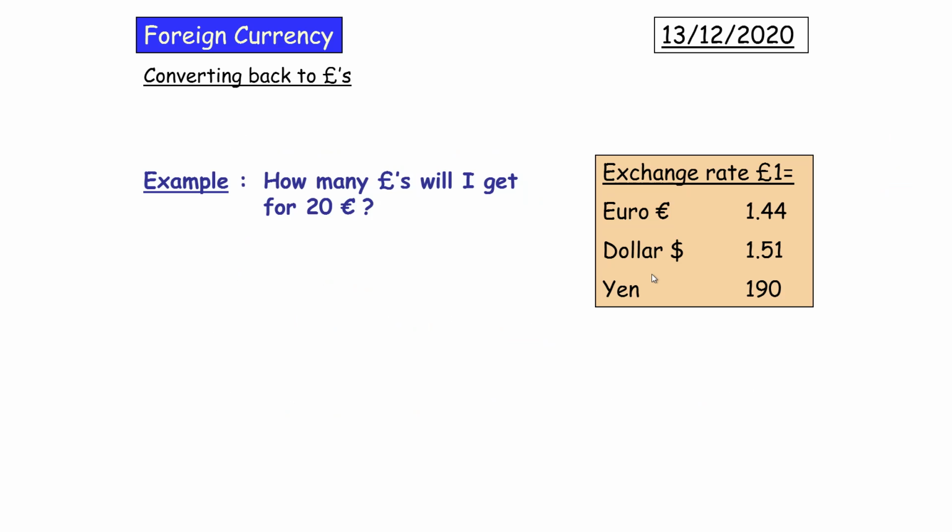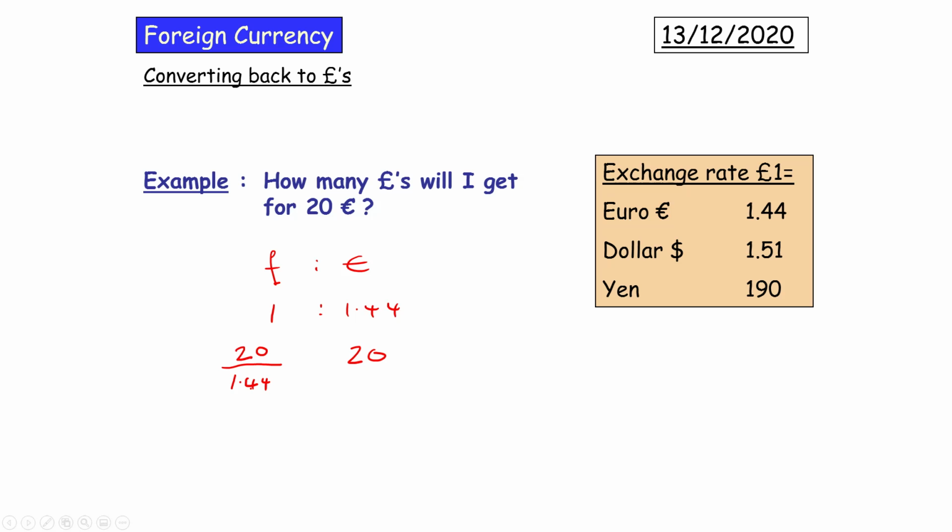Right, this example here is asking me how many pounds I will get for 20 euros. So again, we set the question up in exactly the same way, with our pounds to euros conversion, and £1 will get me 1.44. So I'm going from small to big. If I want to find out how many pounds I get for 20 euros, because I'm going from big to small, I'm going the opposite direction. Instead of multiplying, I'm going to divide. So it's 20 divided by 1.44. Now, remember what we say about writing it as a fraction instead of using the divisor symbol. So it's 20 over 1.44.